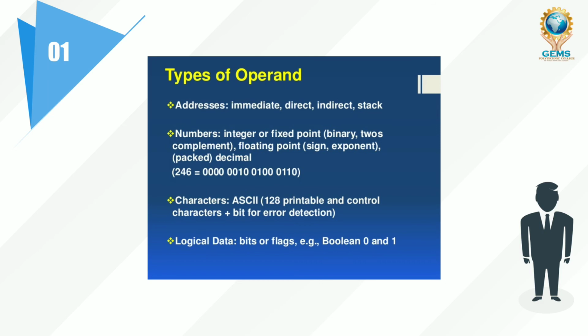So what is the memory reference? What is the register reference? What is the input output device reference? These are about computer organization and architecture, especially the instruction cycle, instructions, and types of instruction formats. Addresses: immediate, direct, indirect, stack. The types of operands have data. Addresses: immediate, direct, indirect, and stack.